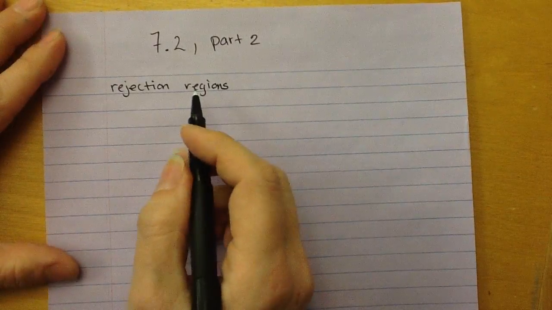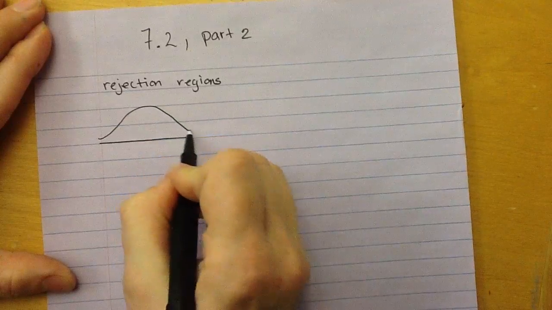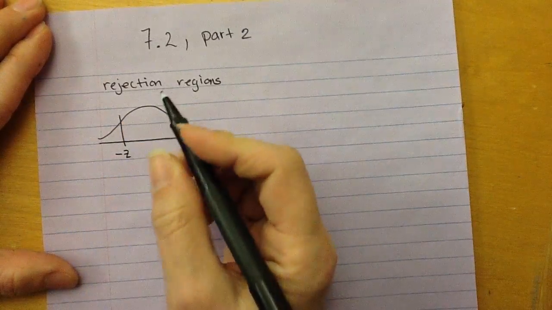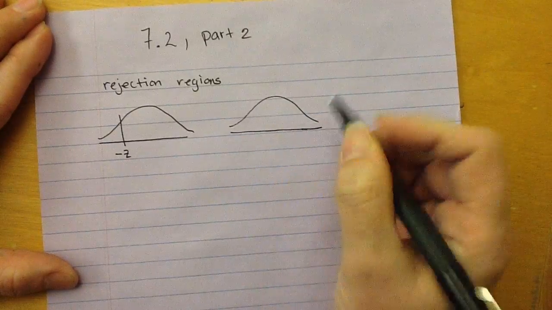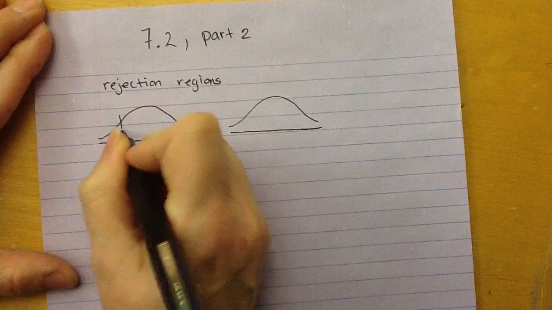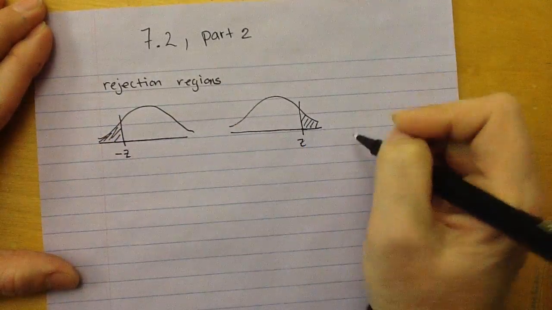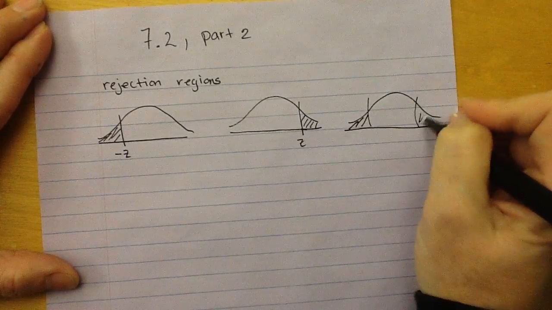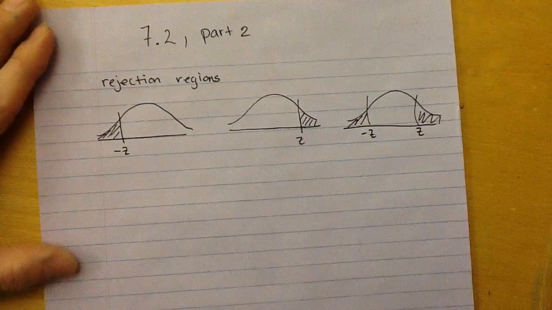What you do with a rejection region is you're still going to have a left-tailed test, a right-tailed test, and a two-tailed test. So we'll get those on there. And this is going to be a negative z-score. We're going to shade to the left. This is going to be a positive z-score. We're going to shade to the right. And then on our two-tailed test, we're going to have two sections, and we're going to have a negative z-score here and a positive z-score here.